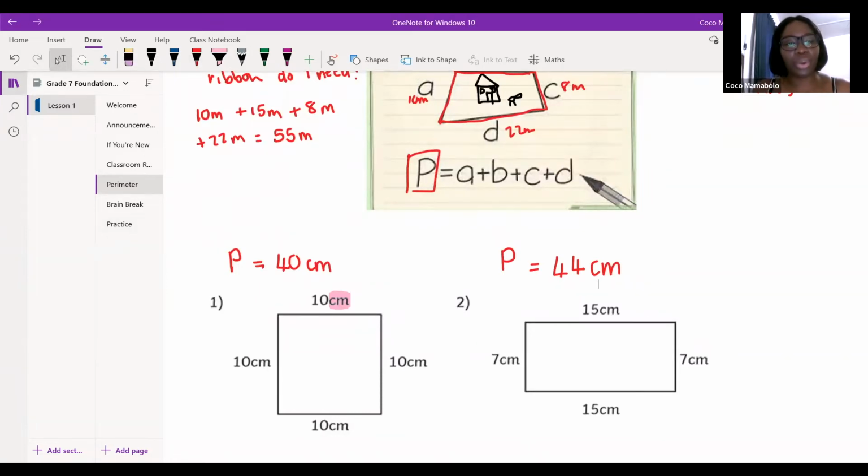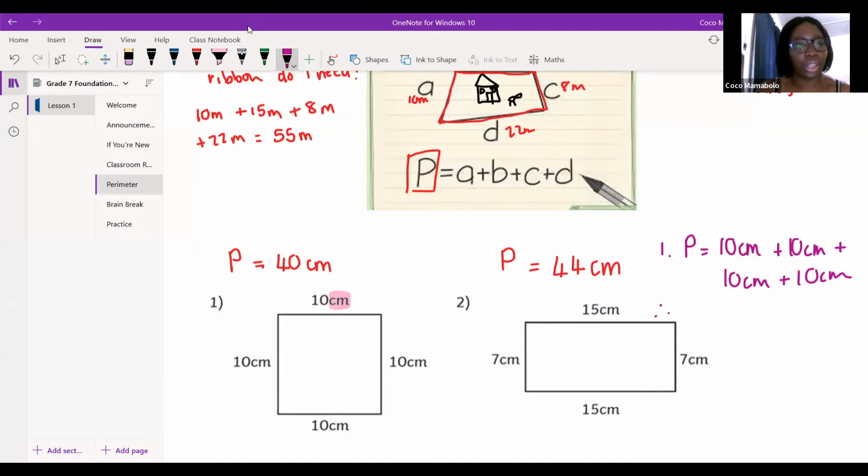Pretty simple. All right, we're going to do an exercise, and I want to give you guys a couple of minutes. You're going to take out your workbook or whatever it is that you write in. Let's say we're doing number 1. You're going to write number 1, P is equal to, and then tally up all the sides: 10 centimeters plus 10 centimeters plus 10 centimeters plus 10 centimeters. Then you're going to write, therefore, our favorite word, P is equal to 44 centimeters.